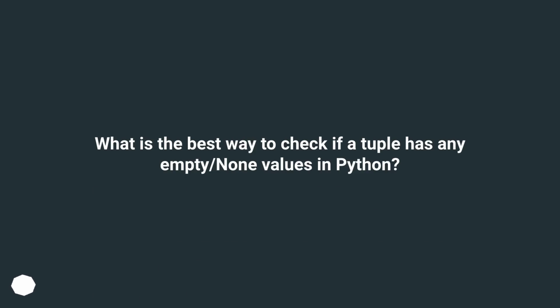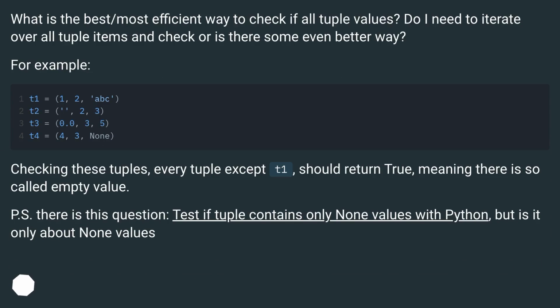What is the best way to check if a tuple has any empty/None values in Python? What is the best/most efficient way to check all tuple values? Do I need to iterate over all tuple items and check, or is there some even better way?